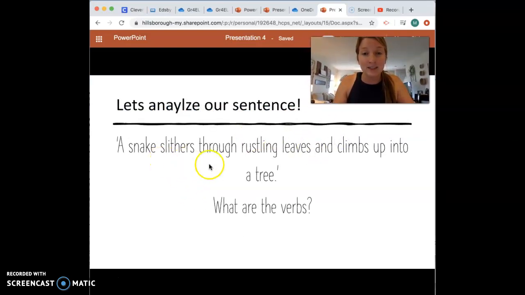All right, so we're going to go ahead and analyze our sentence. This is a sentence that I showed you yesterday, and it says: a snake slithers through rustling leaves and climbs up into a tree. So I want you to take a second and identify the verbs. If you have a sheet of paper or notebook next to you, you might want to write this down so you can quiz yourself about how well you understand the difference between verbs, nouns, and adjectives. So on your own, go ahead and think about the verbs in this sentence. A verb is something you can do, an action. I'm going to give you like 5 seconds.